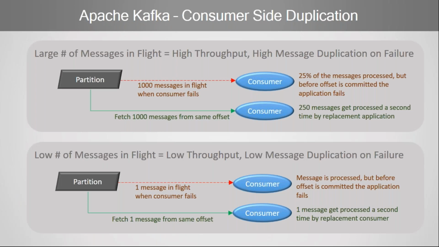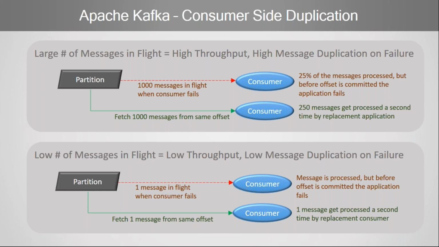When we have 1,000 messages in flight and the consumer fails, and it didn't commit the offset, then a replacement consumer will come along and it will say, oh, what's the offset? And because the failed consumer, although it had pulled a batch of 1,000 messages, and although it had processed 25% of them, had not committed that it had processed 25%, the new consumer that comes along just ends up fetching the same 1,000 messages and ends up reprocessing 250 messages. So, high throughput, high message duplication on failure.